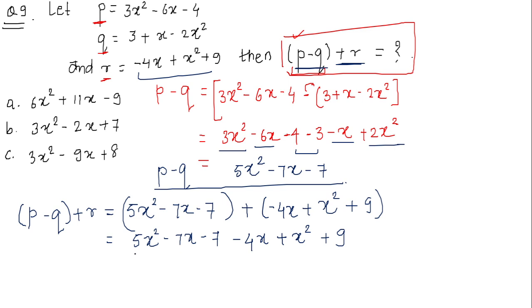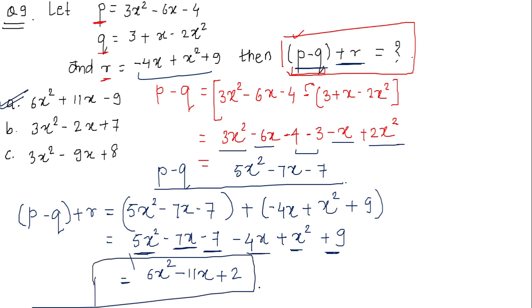So here 5x square plus x square will give me 6x square, minus 7x minus 4x will give me minus 11x, minus 7 plus 9 will give me plus 2. So this was given in option number A, which is the correct answer for the given question. Very simple, you just have to remain patient till the end.